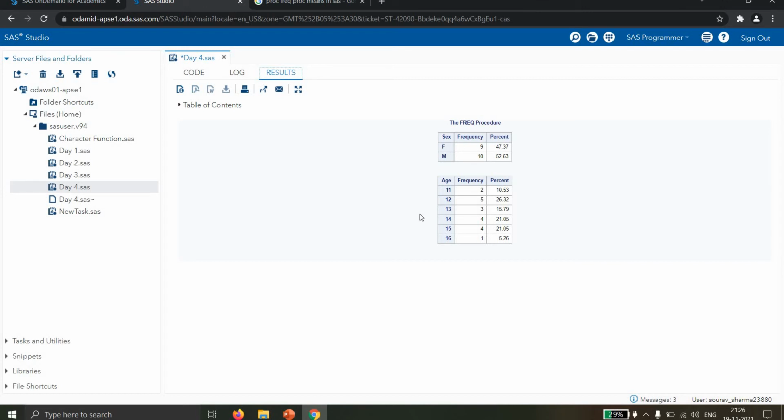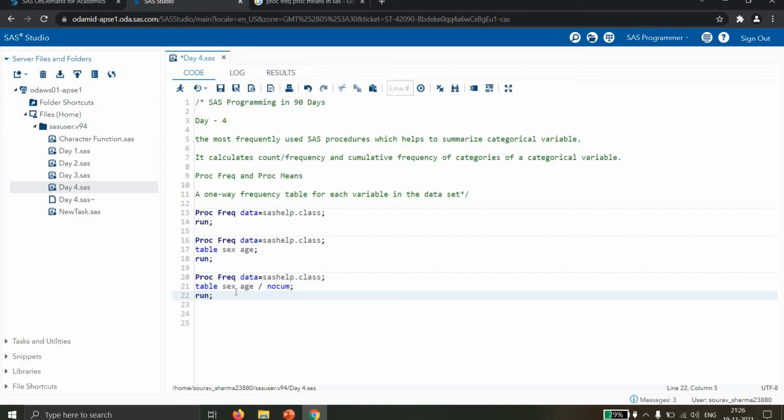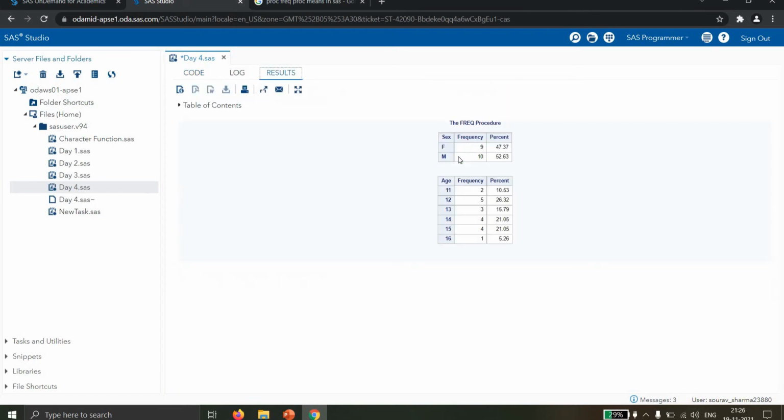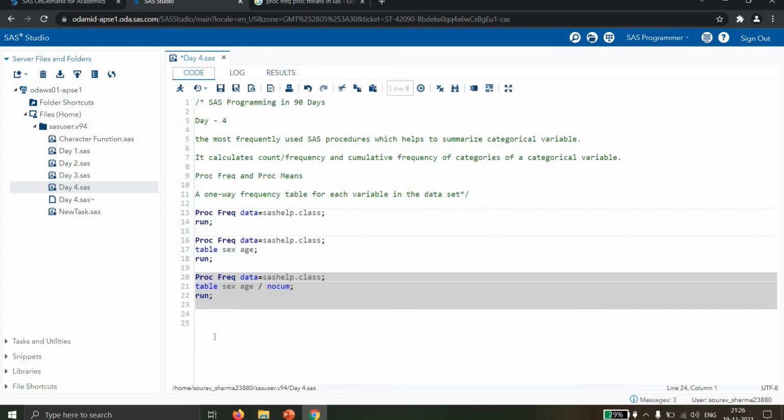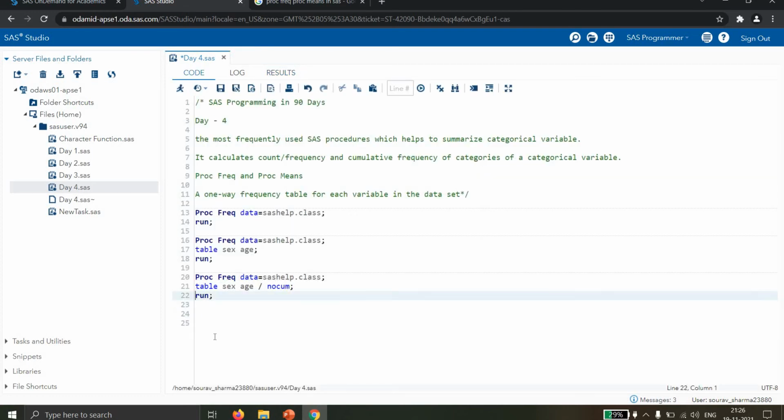Okay, so we have different tables. The first table is this, the second table is this. Now let's suppose you are saying I'm looking for one table where I can see how many females have the age 11 and how many males have the age 10. So I want this in one table.